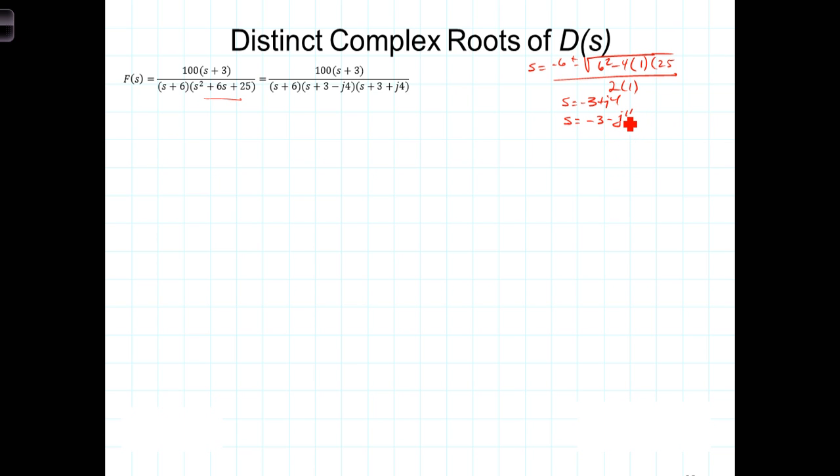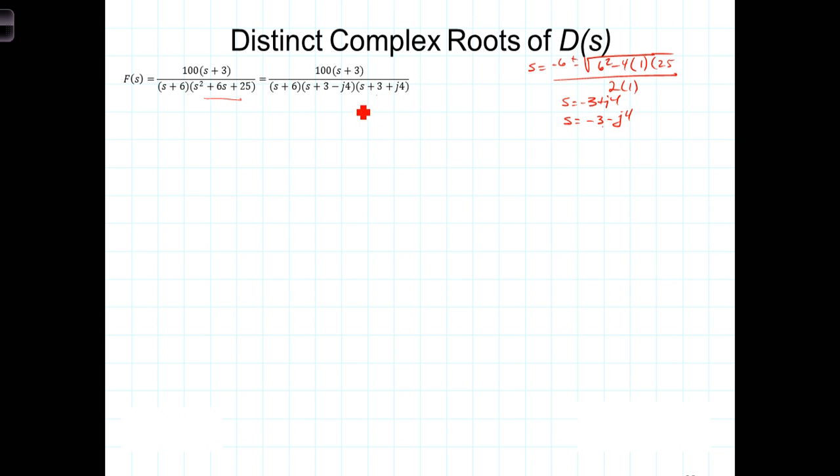Now the factors associated with that are found by subtracting negative 3 plus j4 from both sides. And when you do that, this positive root gives us this factor here, and this negative root gives us this factor there. So with this factored into complex numbers, we're now ready to write the partial fraction expansion of this.